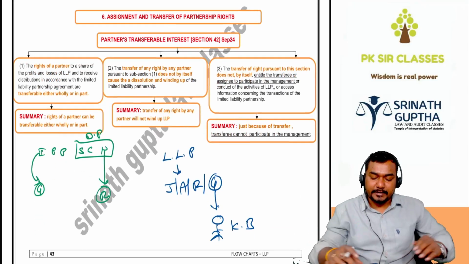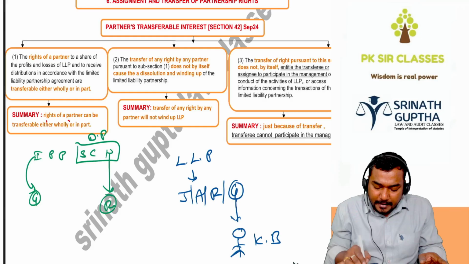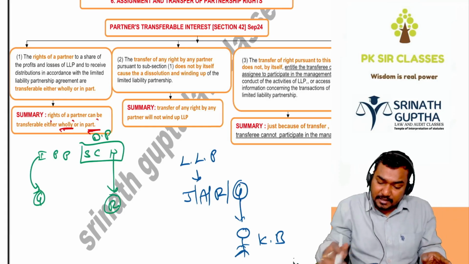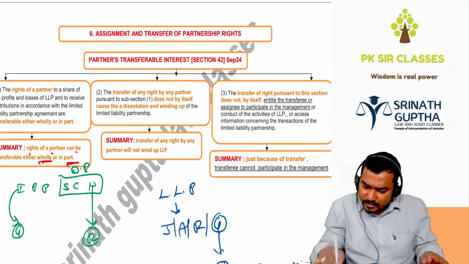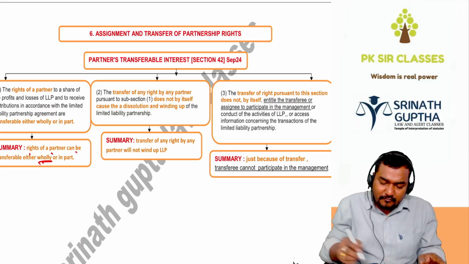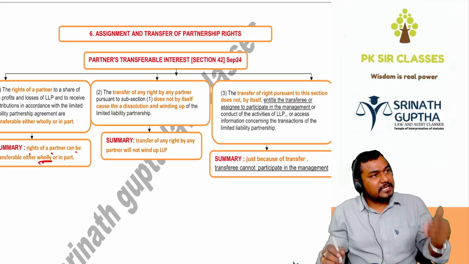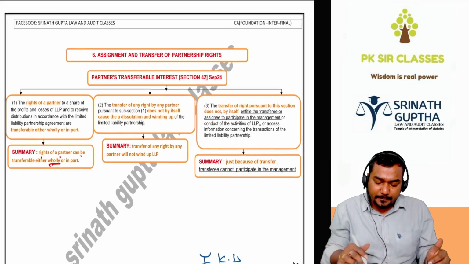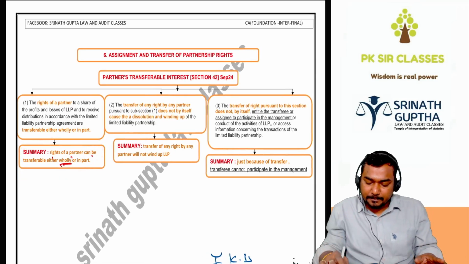Next, assignment and transfer of the partnership rights. The rights of a partner can be transferred to any other person, either wholly or in part. This also came in the exam, beta. Whether written or not, I don't know. Look, these things are asked in the exam. One partner wants to transfer his share to a third party. Can he? Yes. The rights of a partner can be transferred either wholly or partly.